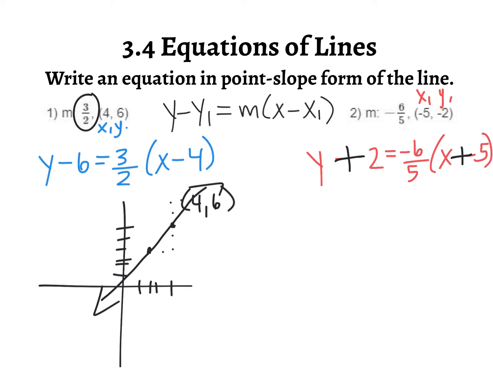So again, if I wanted to graph this, I would go to the graph, locate the point first, negative 5, negative 2. That's negative 5, negative 2. And then from there, you're going to have a negative slope. So you're going to go down 6 over 5. 1, 2, 3, 4, 5, 6. 1, 2, 3, 4, 5 on the axis. And then I would just connect these points. Sorry for my not so straight line. Let's do that again.